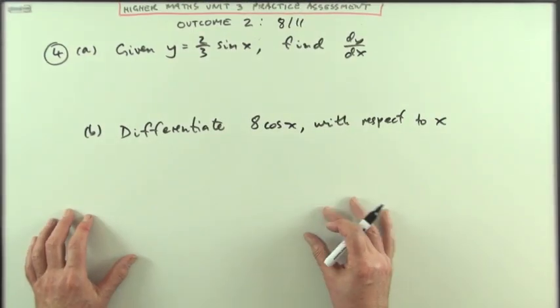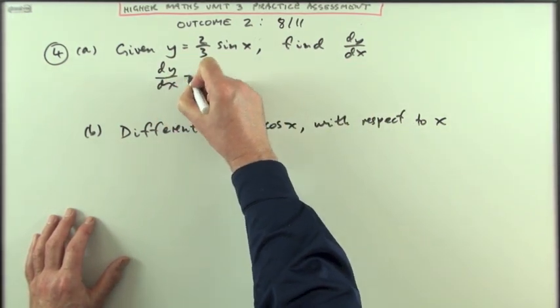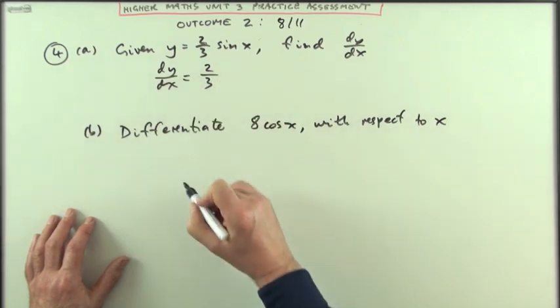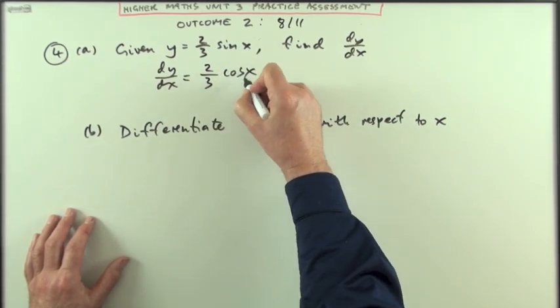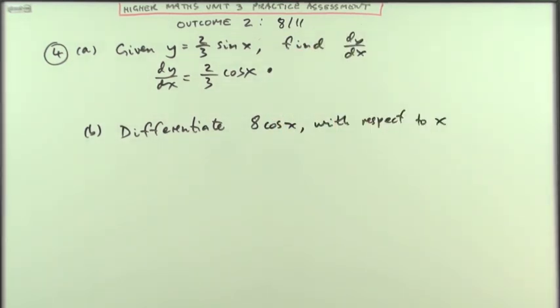So question 4 for 2 marks. First one, given y equals, find dy by dx. Well, dy by dx will be, the coefficient will remain the same, sine goes to cos, and that's the end of it. 1 mark. Differentiate sine, you get positive cos.